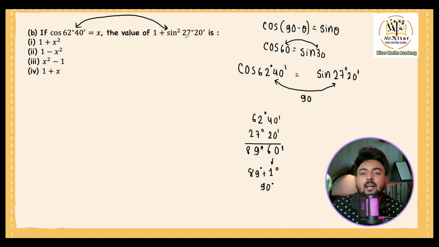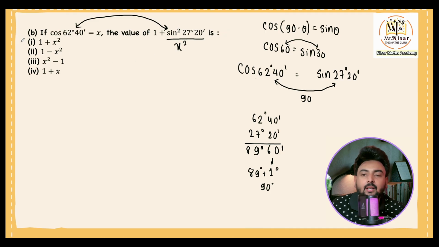1 plus sine square 27 degree 20 minutes it is. Okay, so can I say here, in the question it is given this value of cos as x, and here it is a square, so I can say that this is the same as the cos value. So here x square will come, correct, because here it is given sine square. Now if I say this is x, both are one and the same, so here 1 plus x, but here it is square, so it will be 1 plus x square.